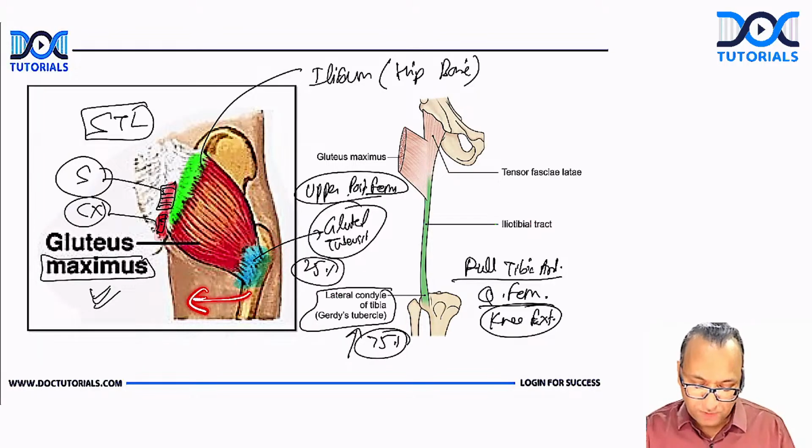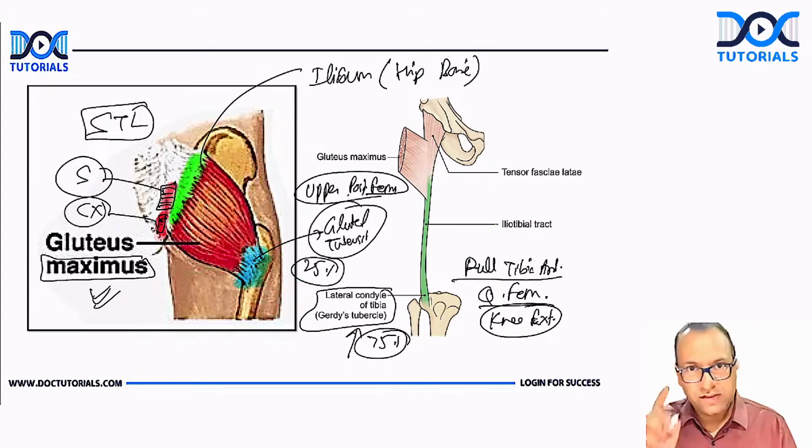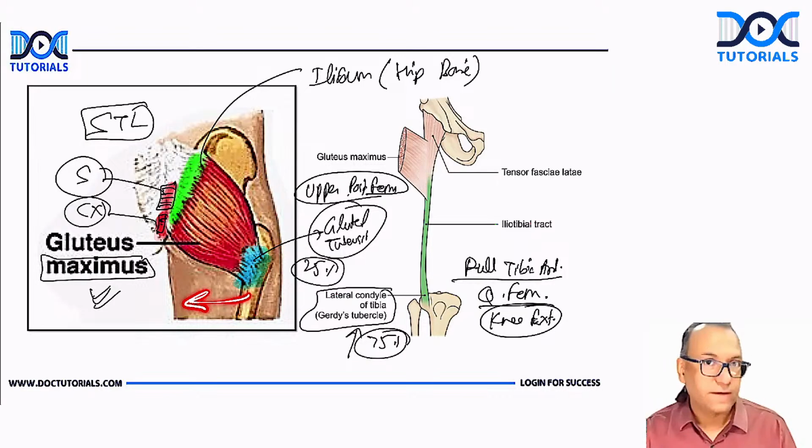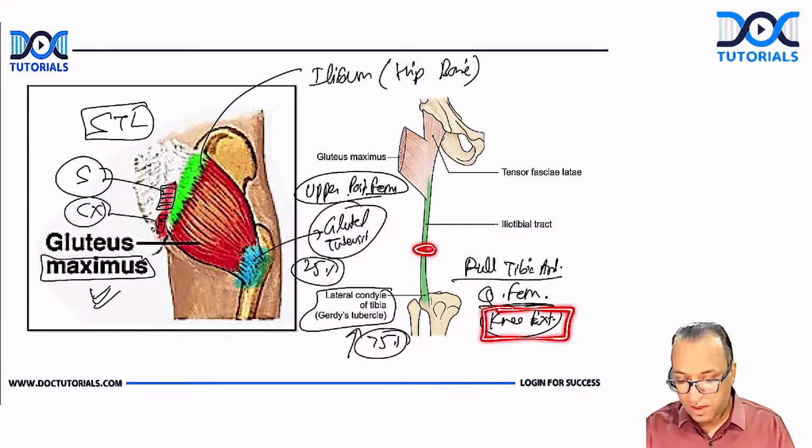First thing is it can pull the femur posterior. Pulling the femur posterior means hip extension. It can also rotate the femur laterally, which means lateral rotation at the hip joint. And then it can also pull the femur like this, abduction. So it has three functions. Pull the femur posterior, hip extension. It can rotate the femur like this, lateral rotation. It can pull the femur like this, abduction. Those are the three actions of the gluteus maximus. Then you can say it can also do knee extension via the iliotibial tract.